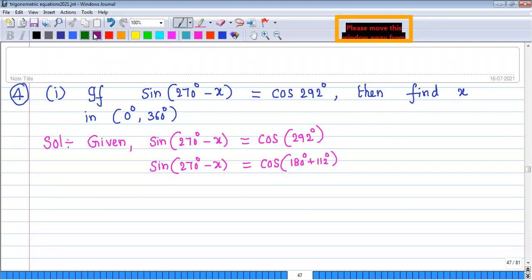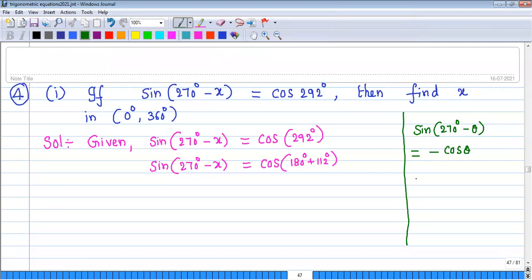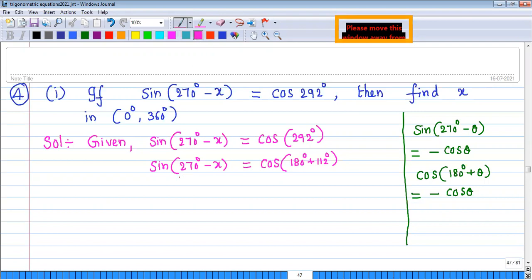Here two formulae need to be discussed. Sine of 270 degrees minus theta: 270 degrees minus theta lies in the third quadrant. In the third quadrant sine is negative, but sine changes to cos, so minus cos theta. And one more we need to discuss: cos of 180 degrees plus theta. 180 degrees plus theta lies in the third quadrant. In the third quadrant tan and cot are positive, but cos should be negative. For 180, cos remains cos. So we get minus cos theta. So sine of 270 minus x, we can write as minus cos x.